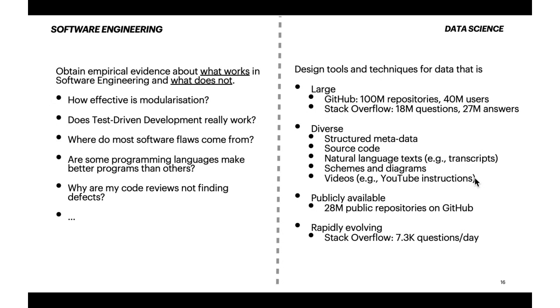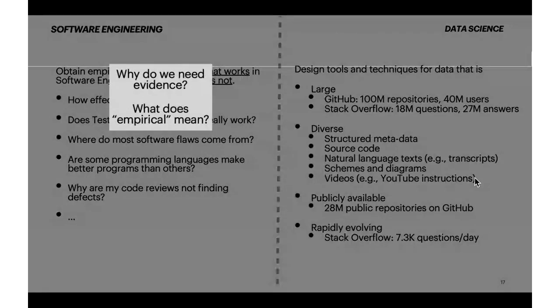So our field belongs to software engineering, but it builds on techniques and tools borrowed and adapted from data science. But before we go there, as I already said, our goal is to obtain empirical evidence. And this, of course, raises two questions. Why do we really need evidence? And what does empirical mean?